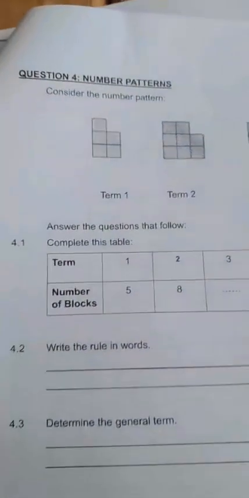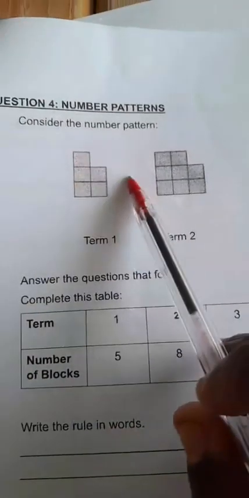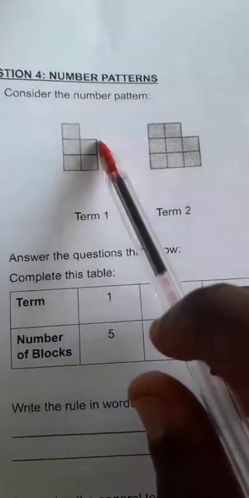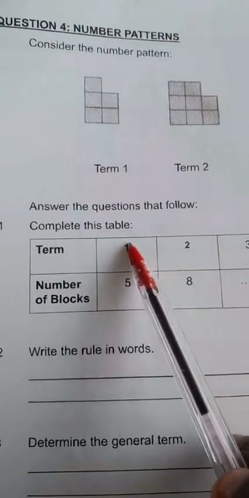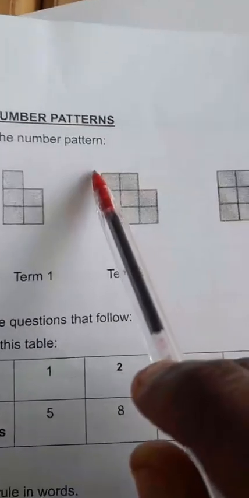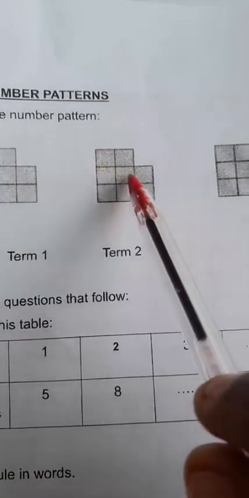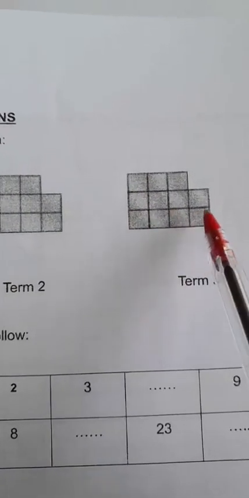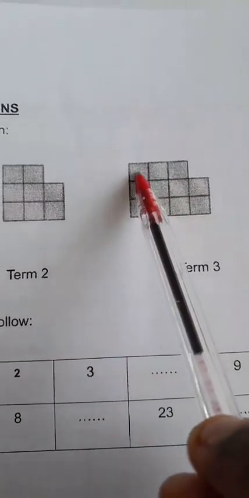Number patterns. This is term 1, this is term 2, this is term 3. If we look at the diagram, we have 1, 2, 3, 4, 5 blocks for term 1. Makes sense. Term 2, we have 1, 2, 3, 4, 5, 6, 7, 8. 8 blocks indeed. For term 3, we have 11 blocks.